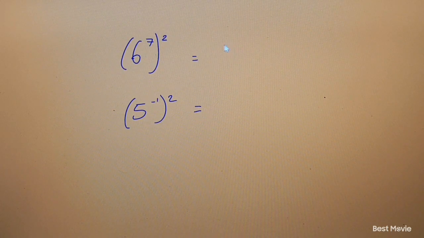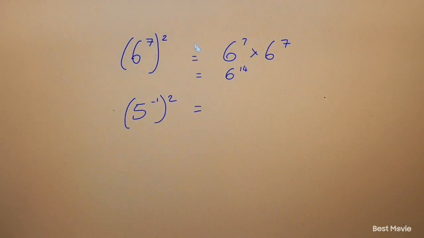Okay, so 6 to the power of 7 squared is 6 to the power of 7 times itself, which is 6 to the power of 14. Notice that you've multiplied 7 by 2 to get 14. Okay, and 5 to the power of minus 1 squared is 5 to the power of minus 1 times itself. So we are adding the two powers when we multiply and the base number is the same. So minus 1 add minus 1 is minus 2. So it's 5 to the power of minus 2.